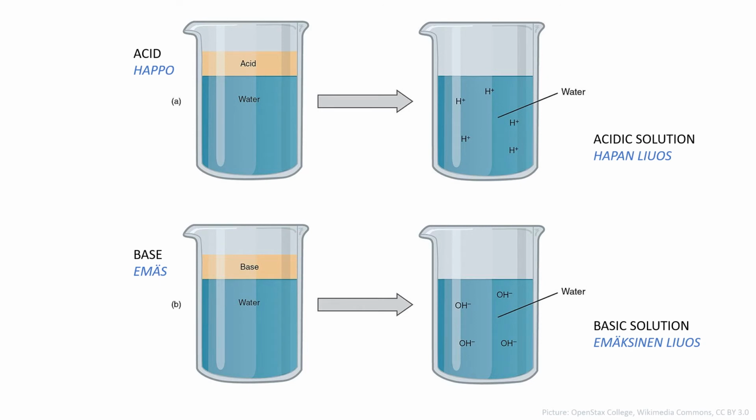Acids release H+ ions in solution, and this is what makes the solution acidic. Hapot vapauttavat H+-ioneja liuokseen, ja tämä tekee liuoksesta happaman. Bases release OH- ions into solution, and this is what makes the solution basic. Emäkset vapauttavat OH- liuokseen, ja tämä tekee liuoksesta emäksisen.